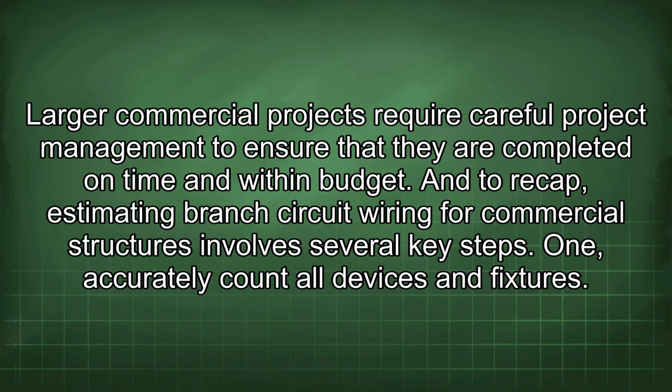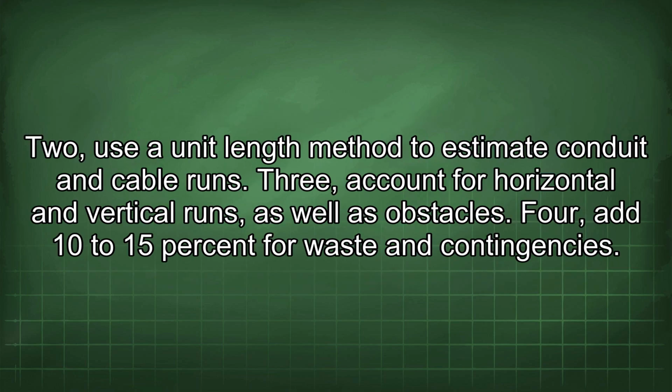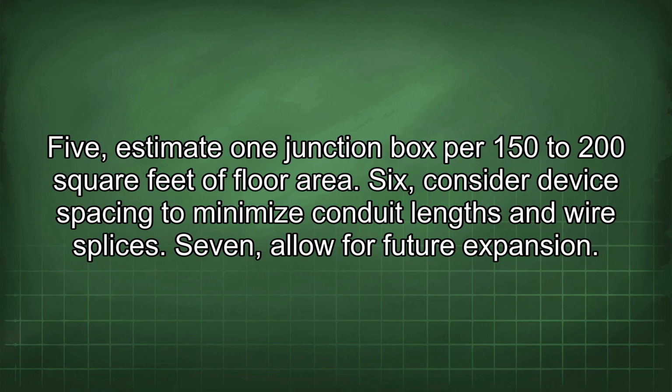And to recap, estimating branch circuit wiring for commercial structures involves several key steps. 1. Accurately count all devices and fixtures. 2. Use a unit length method to estimate conduit and cable runs. 3. Account for horizontal and vertical runs, as well as obstacles. 4. Add 10 to 15% for waste and contingencies. 5. Estimate 1 junction box per 150 to 200 square feet of floor area. 6. Consider device spacing to minimize conduit lengths and wire splices.